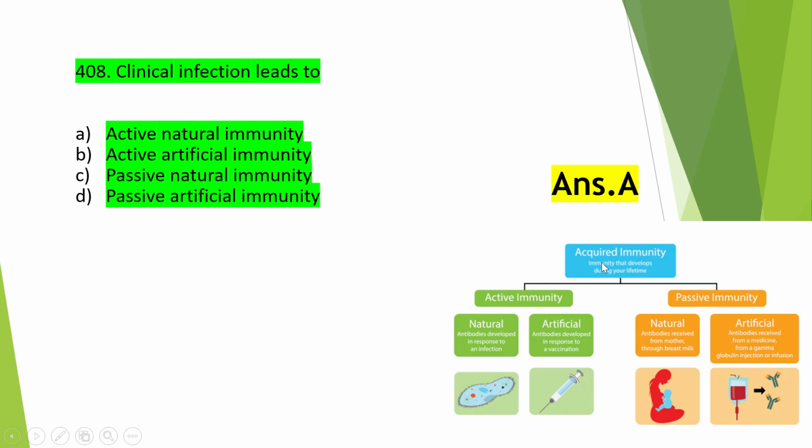So here we can see acquired immunity is of two types, active immunity and passive immunity, and active immunity is also of two types, that is active natural immunity and active artificial immunity. Active natural immunity we can get from antibodies developed in response to an infection. So that is the active natural immunity. So option 1 is the correct one.